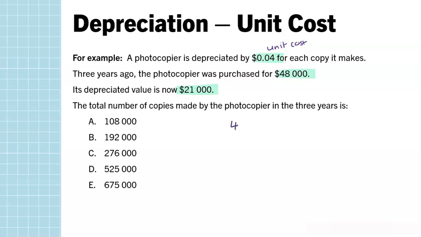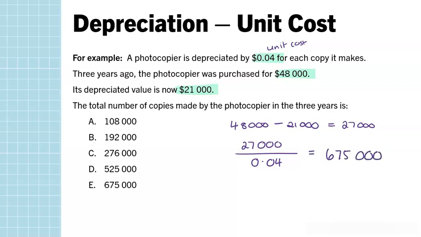So firstly, if we started out with 48,000 and our value became 21,000, that means our photocopier depreciated by $27,000. If it depreciated by $27,000 and each unit is worth 4 cents, when we divide that, we get 675,000 uses. Or in this context, 675,000 copies made. So that gives us our answer as E.